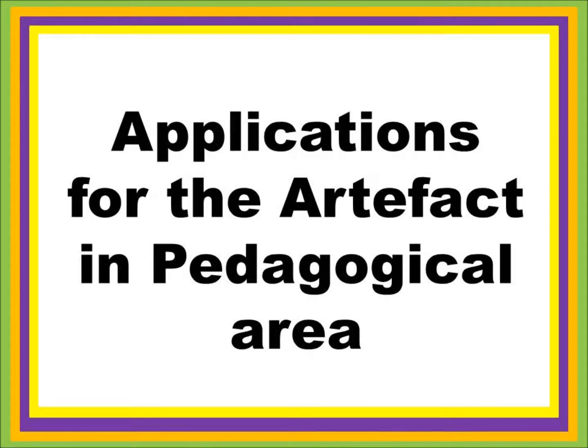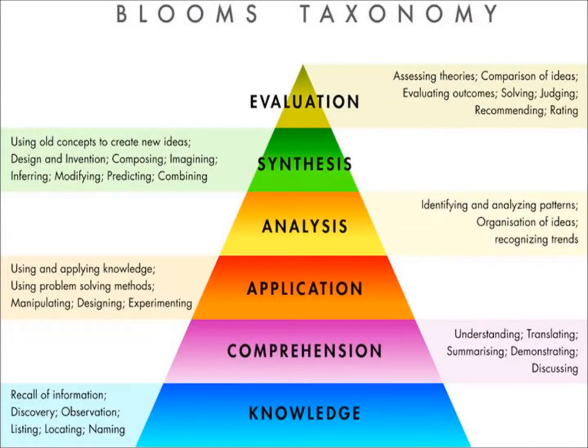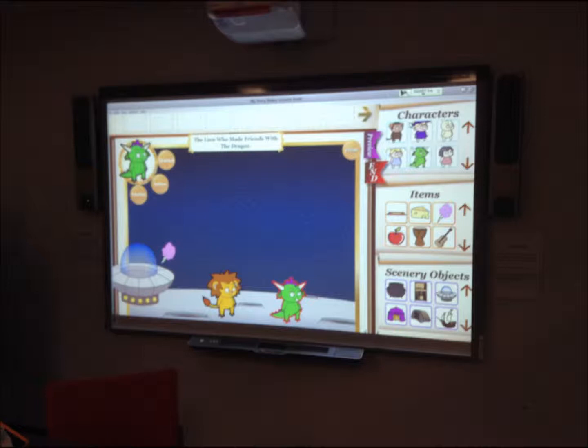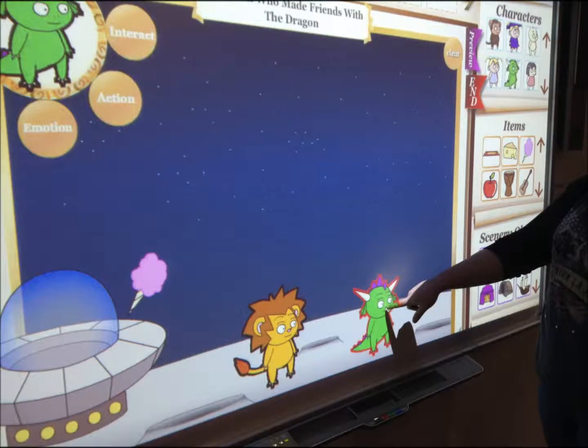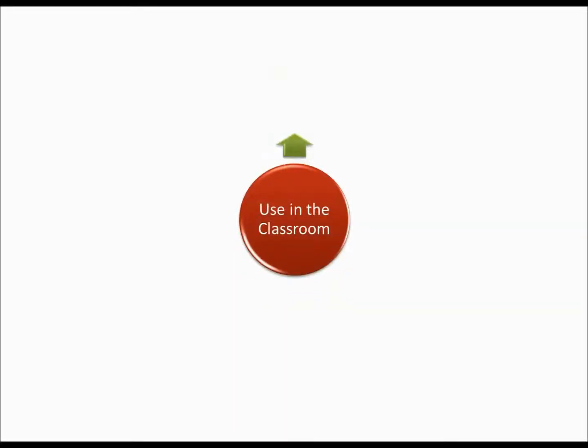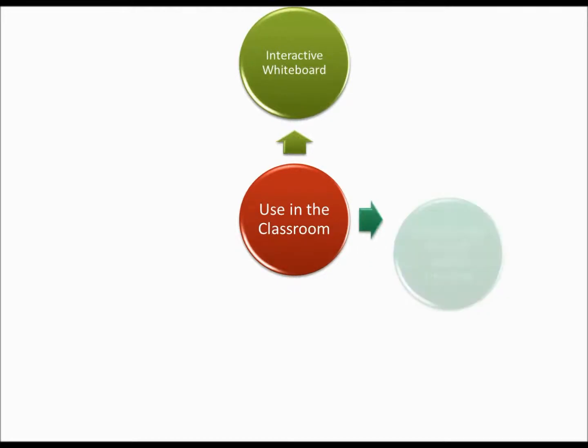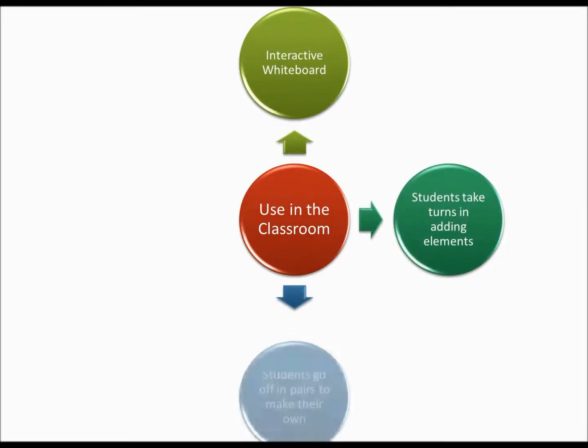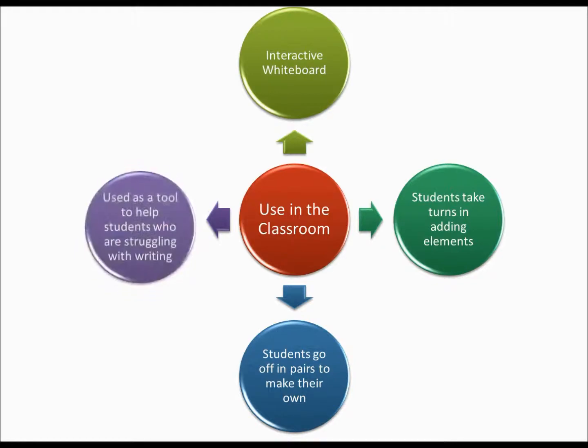view. This artifact incorporates the higher thinking levels of Bloom's taxonomy, synthesizing or creating, where the students are designing and creating their own narrative, and evaluation, where students are developing their narrative skills and basing their stories on given criteria. This artifact could be used in the classroom as a whole class activity using an interactive whiteboard. The students would be able to take turns adding elements and editing text and characters. This would give them an understanding of the artifact. It can also be used as a tool for students who are struggling to grasp creative writing skills.